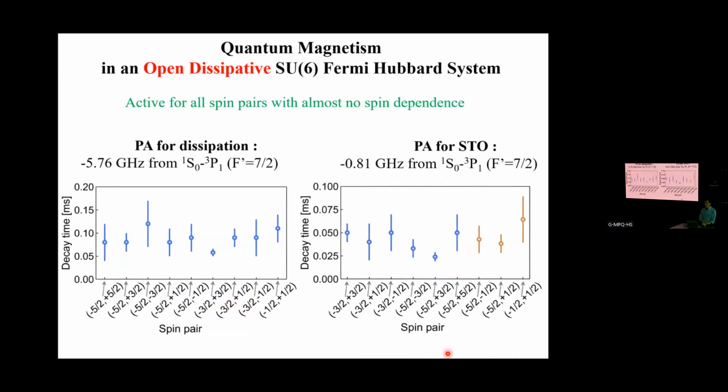Okay, and we are working with six spin components, so there are many various spin pairs. And we confirmed that the photoassociation line used for introducing the dissipation, and also the photoassociation line used for the STO method, are active for all spin pairs with almost no spin dependence.